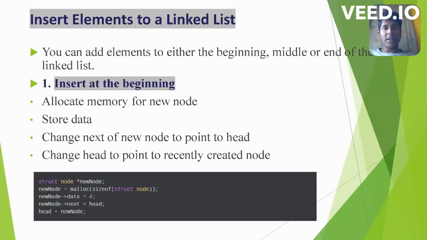Insert an element to a linked list. You can add elements to either the beginning, middle, or the end of a linked list. Insert at the beginning: allocate memory for a new node, store data, change the next of the new node to point to head, and change the head to point to the recently created node.